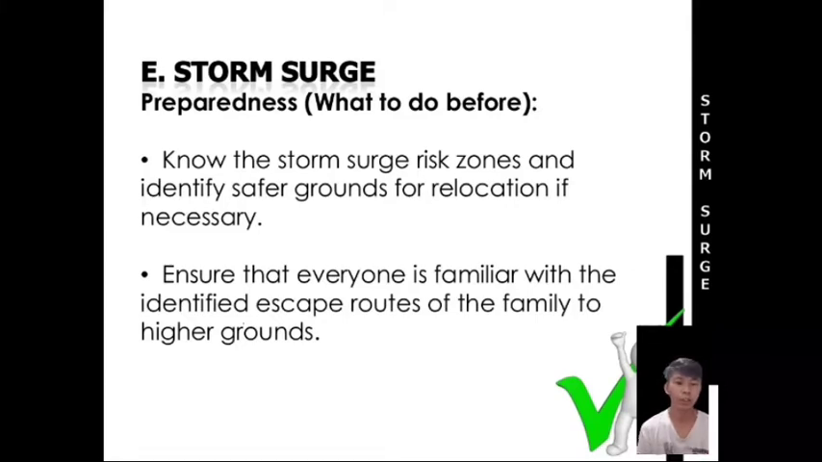This is the next part, storm surge preparedness. What to do before: know the storm surge risk zone and identify safer ground for relocation if necessary, and ensure that everyone is familiar with the identified escape routes of the family to higher ground. Some background on the storm surge: a storm surge is a high rise of water caused by the blowing of wind and rising of the sea levels.